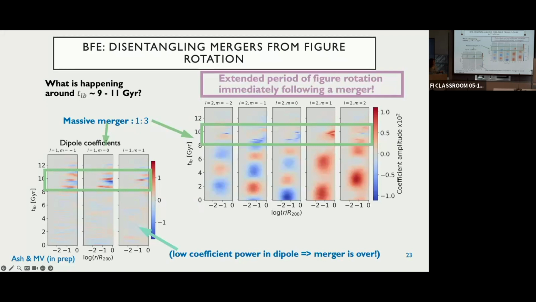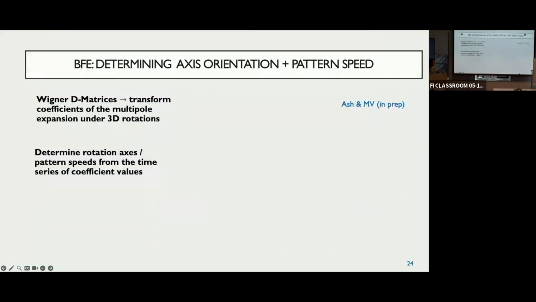Okay, so there's this extended period of figure rotation. So, we'd like to be able to measure things like the pattern speed and the orientation of the axis. Yeah.